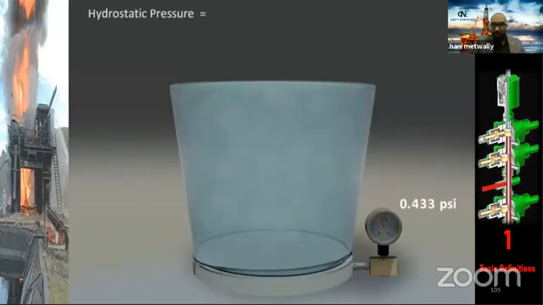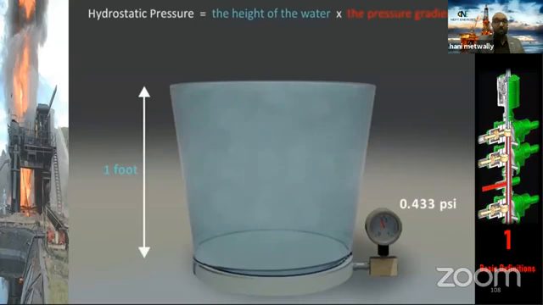So in this case, it is very easy to calculate the pressure. It will be the height of the water multiplied by the pressure gradient. So in this case, we have 0.433 multiplied by 1, it will be 0.433. So we have a pressure of 0.433.